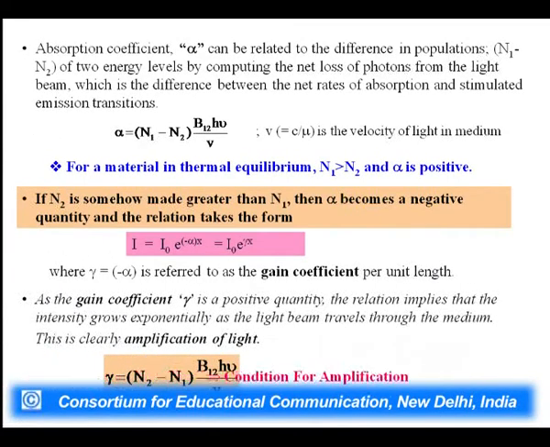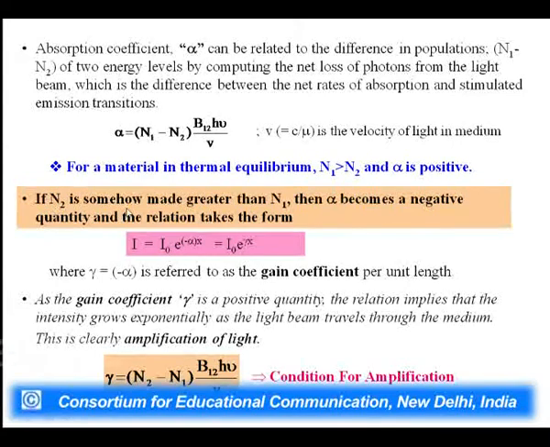Now, the absorption coefficient alpha can be related to the difference in the populations N1 minus N2 of the two energy states, by computing the net loss of photons from the light beam, which is the difference between the net rate of absorption and stimulated emission transitions. It is defined by alpha = (N1 - N2) B12 h nu / V, where V is the velocity of light in the medium, equal to C divided by mu. For a material in thermal equilibrium, the population N1 of the lower level is greater than N2, and alpha is positive, so attenuation is positive.